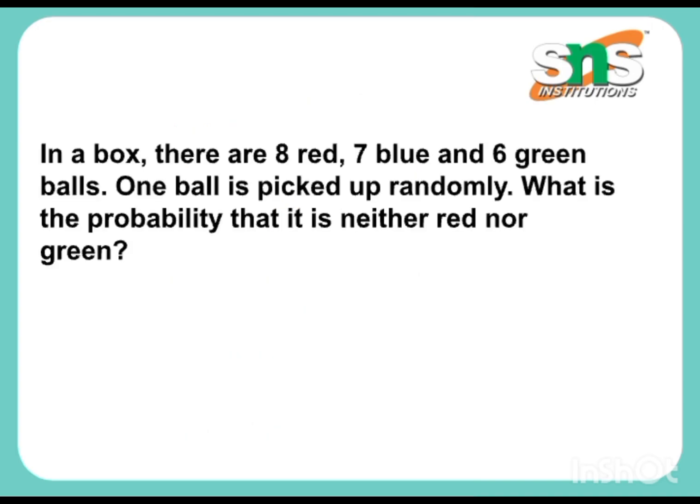In a box, there are 8 red, 7 blue, and 6 green balls. Here, the question is one ball is picked up randomly. What is the probability that it is neither red nor green? Okay, so here the question is given very promptly and perfectly. Here, you're just going to select only one ball. In the previous problem, you have taken 2 balls. So, the 2 balls come under combination. Here it is just one ball. We can do it directly here.